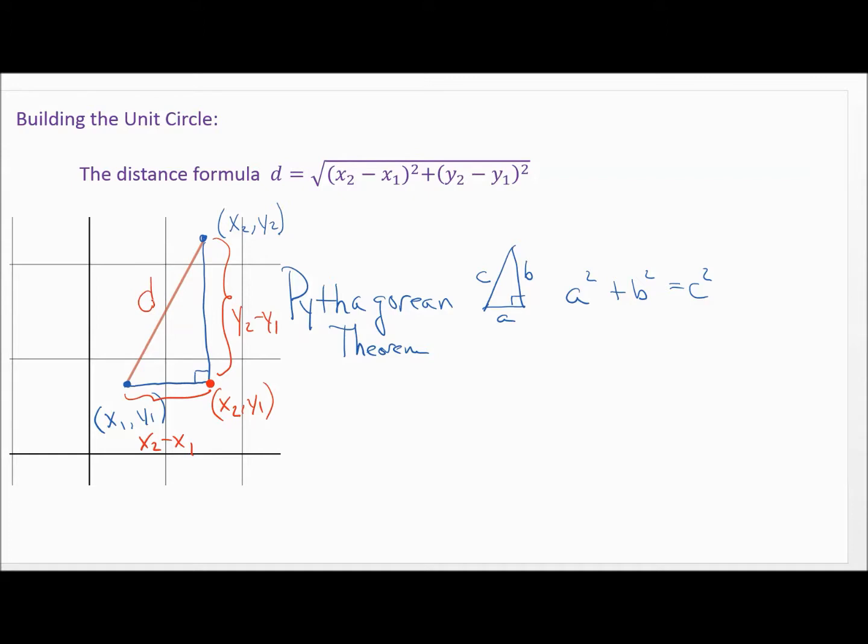So if I plug that in my formula, a squared. Now, a was the side along the bottom there. That is x2 minus x1, and I'm supposed to square that length, plus b squared. Now, b in our picture here corresponds to y2 minus y1 in my picture here. So it's y2 minus y1 squared equals. Now, c represents the hypotenuse. So the hypotenuse in this picture is d, and I have to square it.